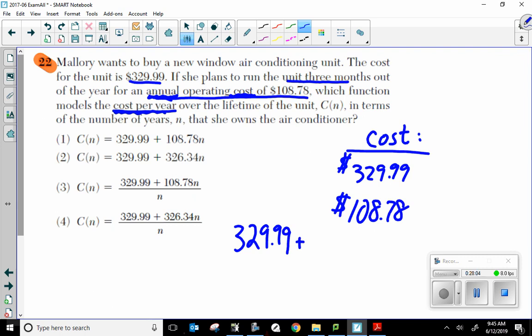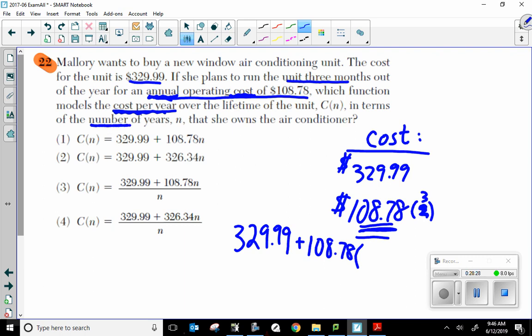Boom, it's there. I will add to that. Well, it depends how many years I run this thing. If I run it for 1 year, I take this annual cost and multiply it times 1, right? If I run it for 2 years, I multiply it times 2. 3 years, I would multiply it times 3 and so forth. So I take my 108.78 and I multiply it times my number of years.